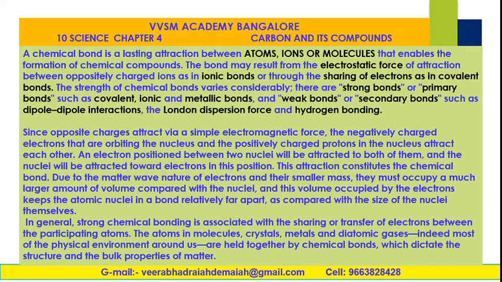Consequently, the probability of formation of ionic bond will be enhanced. So, my dear friends, this is the summary of chemical bond formation: atoms, ions, and molecules that enable the formation of chemical bonds. Electrostatic force between the atoms or ions or molecules leads to the study of strong bonds, also called primary bonds. Covalent bond, ionic bond, and metallic bonds belong to the category of strong bonds or primary bonds. The weak bonds are secondary bonds. Dipole interactions, London dispersion force, and hydrogen bonding come under the category of weak bonds.